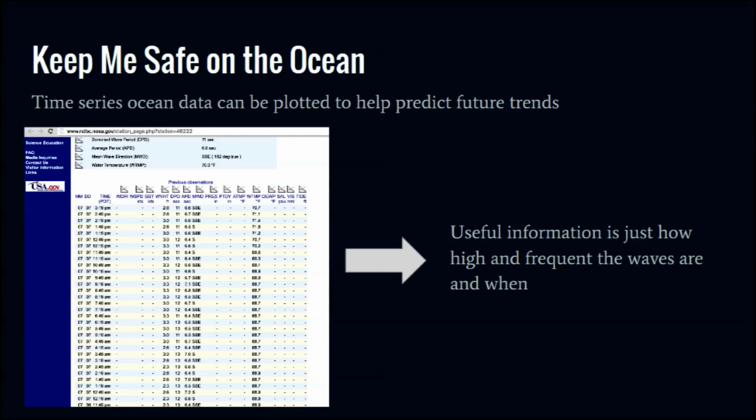Another example relates to my work. Oftentimes I have to go out onto the ocean, and it is important to me that the ocean is calm so I remain safe. I can use past history of wave height and frequency to forecast if a future date will be safe.